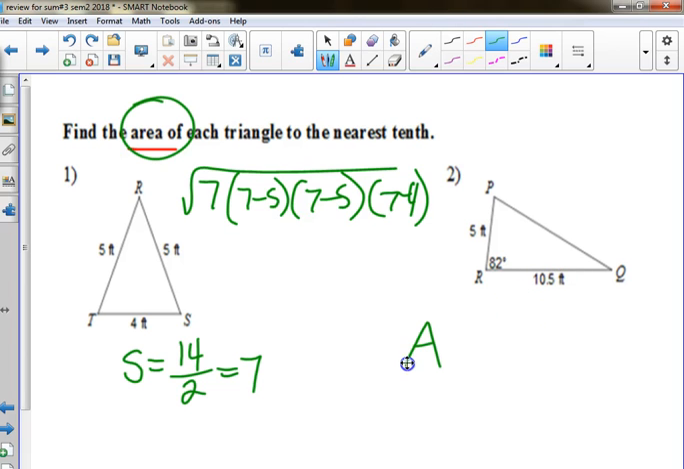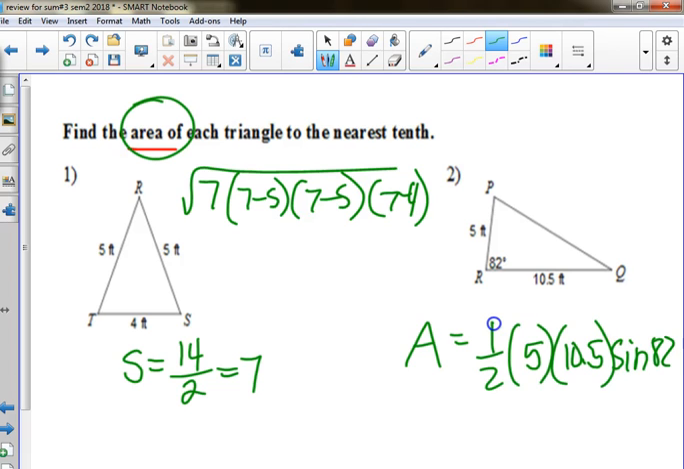How do you find the area of this triangle? That's on the pink sheet, which you won't have. You'll have a yellow copy, remember? It's 1/2 side times side times sine of the angle in between. This one, it doesn't matter what mode your calculator is. This is the first time on the quiz, because it's 82 degrees, your calculator has to be in degrees, okay?